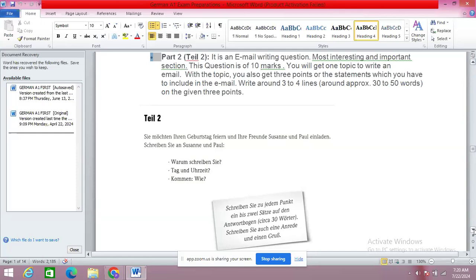When you join the course for the A1 level, there will be a perfect email writing session which is going to happen in the classes, in the institute classes.